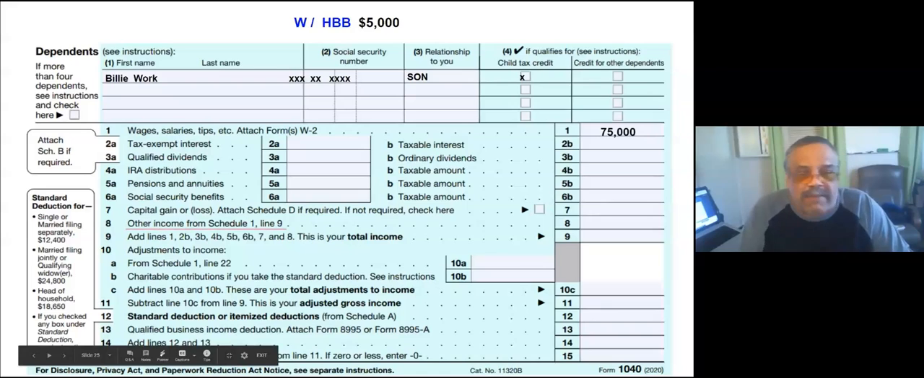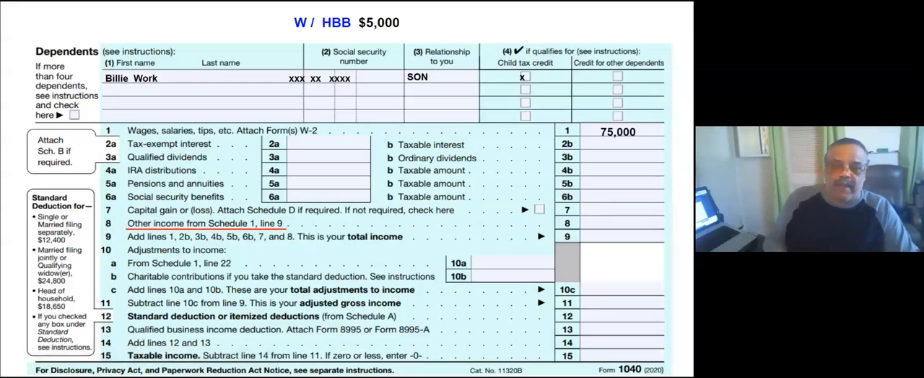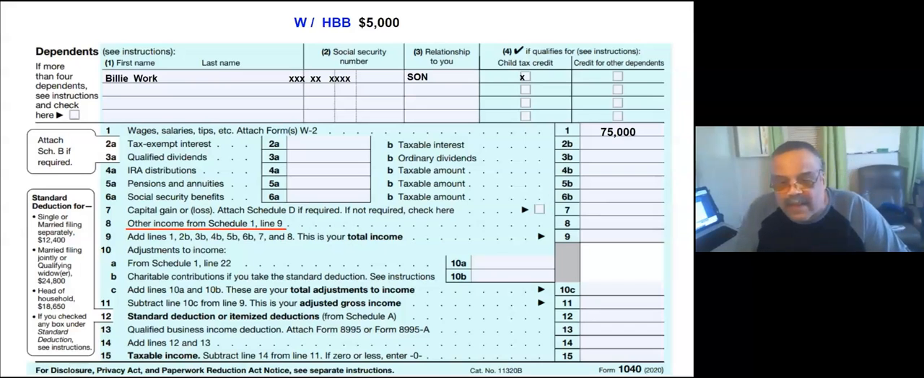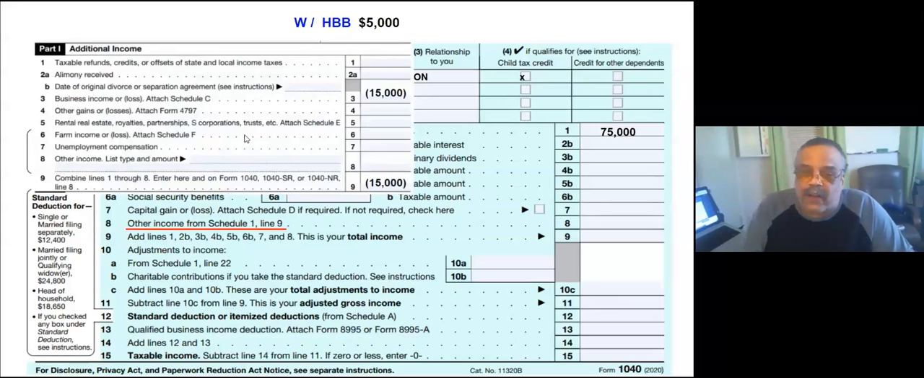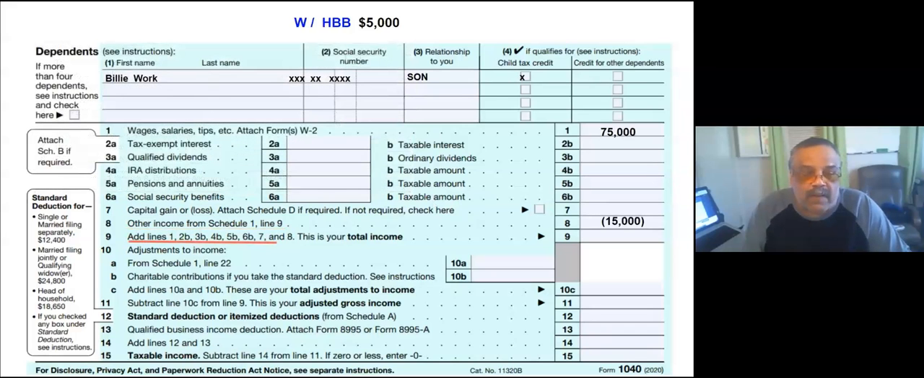You're still going to make the $75,000 from your job. But then on line 8, it says other income from Schedule 1, line 9. So you go back to that Schedule 1, and if you notice right here, this is part of Schedule 1, line 9. There's your $15,000 loss. You bring your $15,000 loss on line 8, like it said. Then you have the adjustments to your income from Schedule 1, line 22.